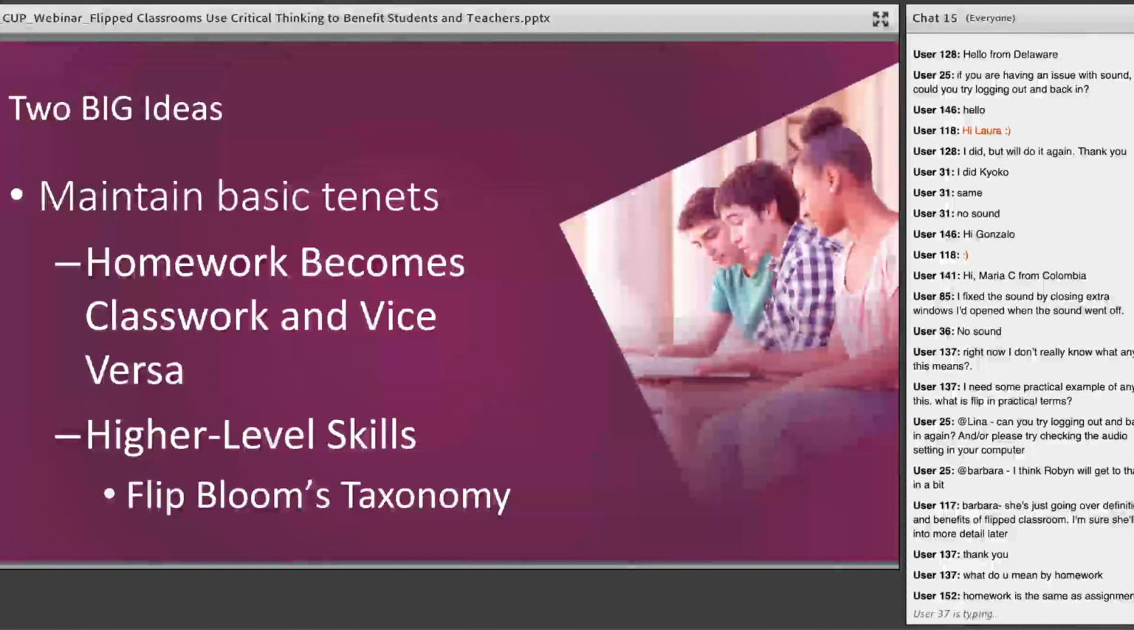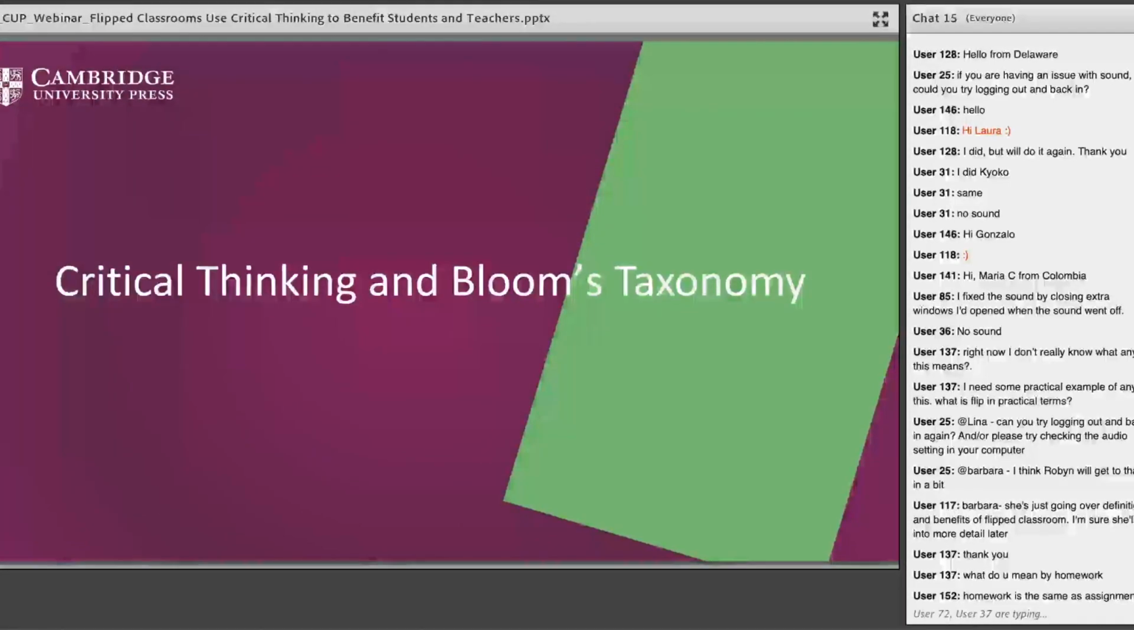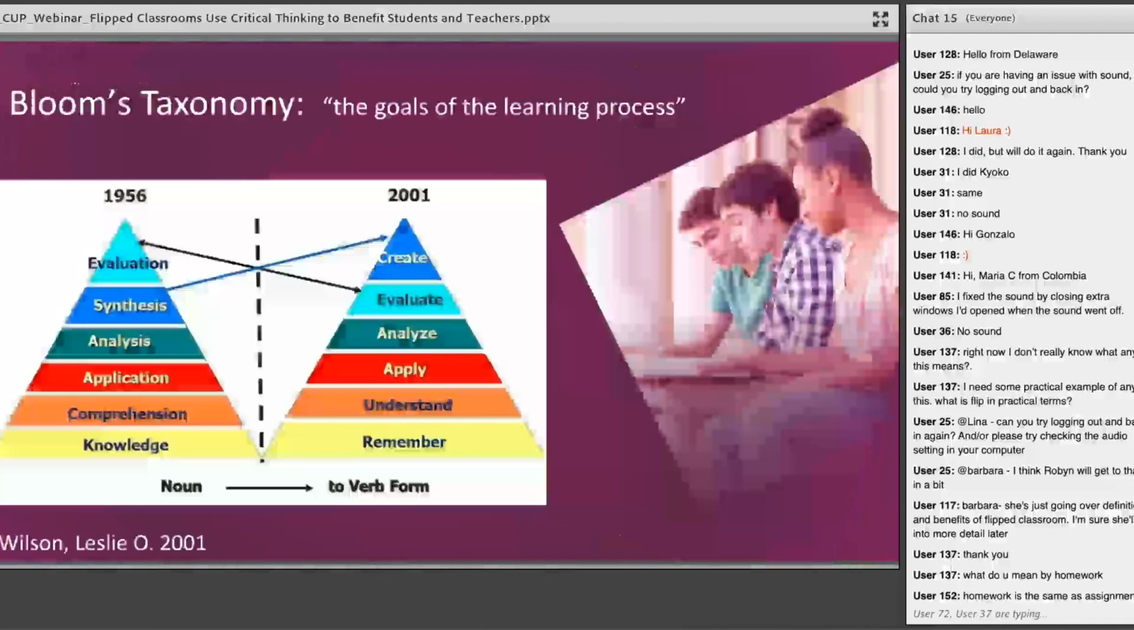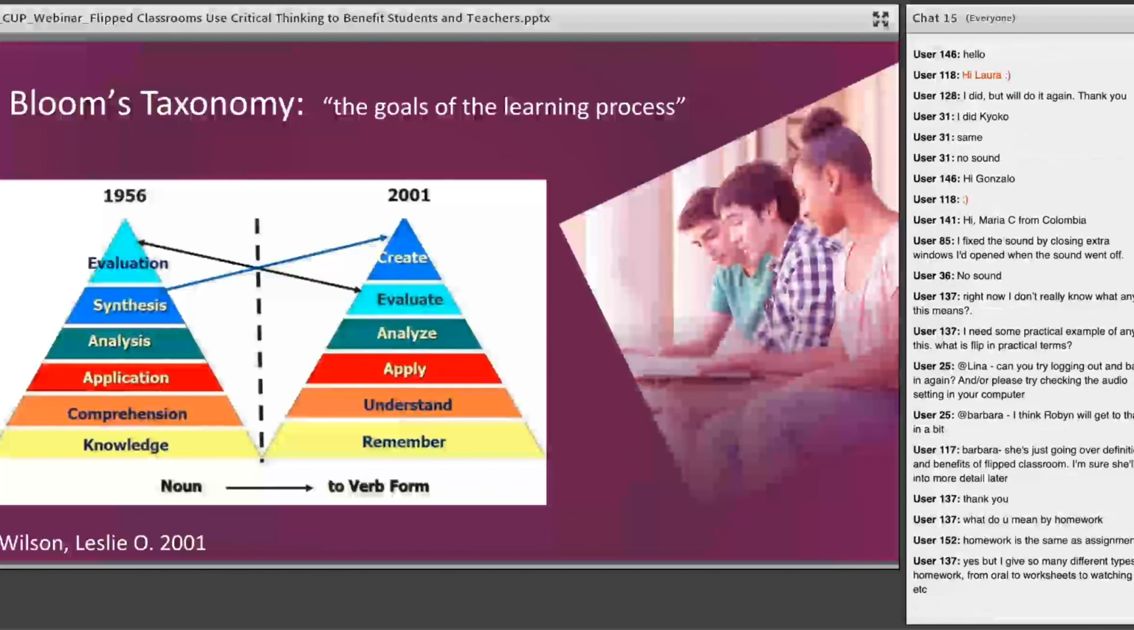So to touch on Bloom's taxonomy, and this is something I think we all need to think about whether or not we decide to flip our classroom, is this. I know most of you are all familiar with Bloom's taxonomy. It's something we all had to study when we were learning to be teachers ourselves. On the left is the original Bloom's taxonomy that Bloom created in 1956. It has been slightly updated, and you can see that in 2001.